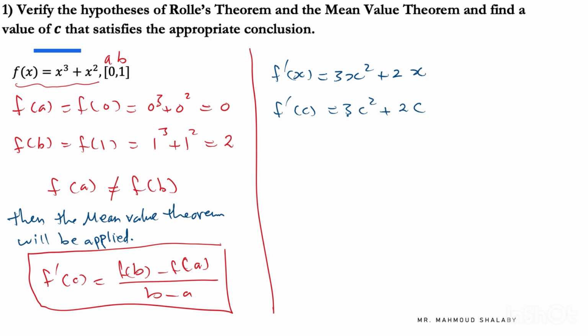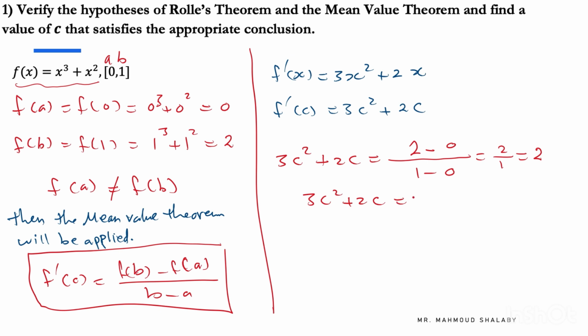Now, I can use this rule at this moment. So f prime of c will be replaced by 3c squared plus 2c, equal to f of b minus f of a, so f of b is 2 minus f of a is 0, over b minus a, b is 1 minus 0, minus a, which is 0, so the answer will be 2 over 1, which is 2. So 3c squared plus 2c equals 2.